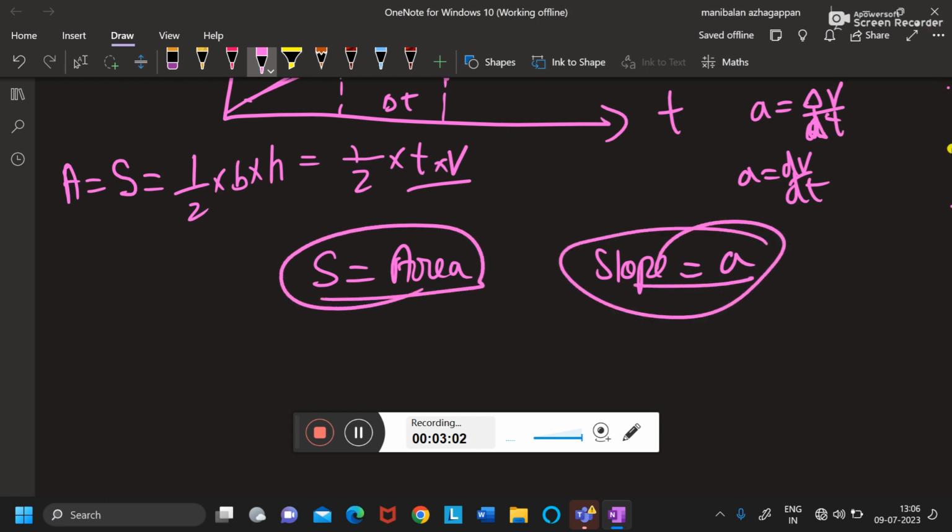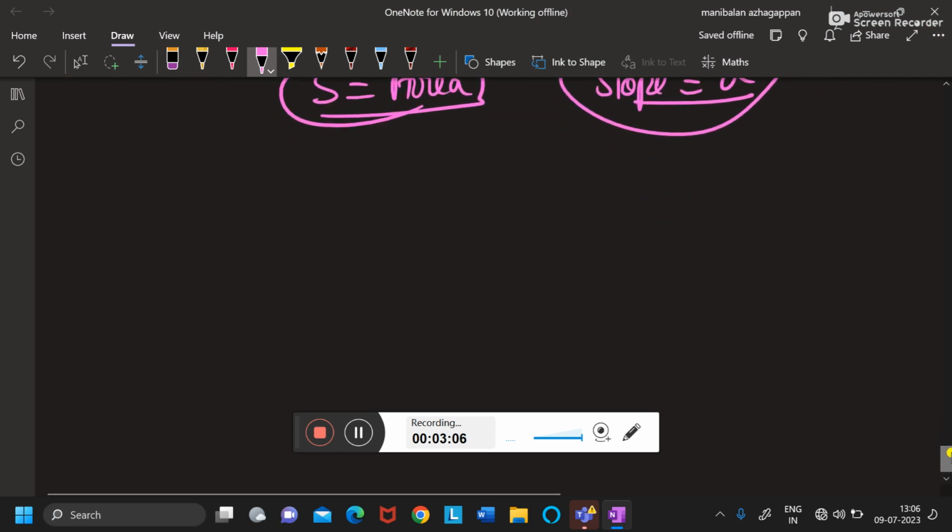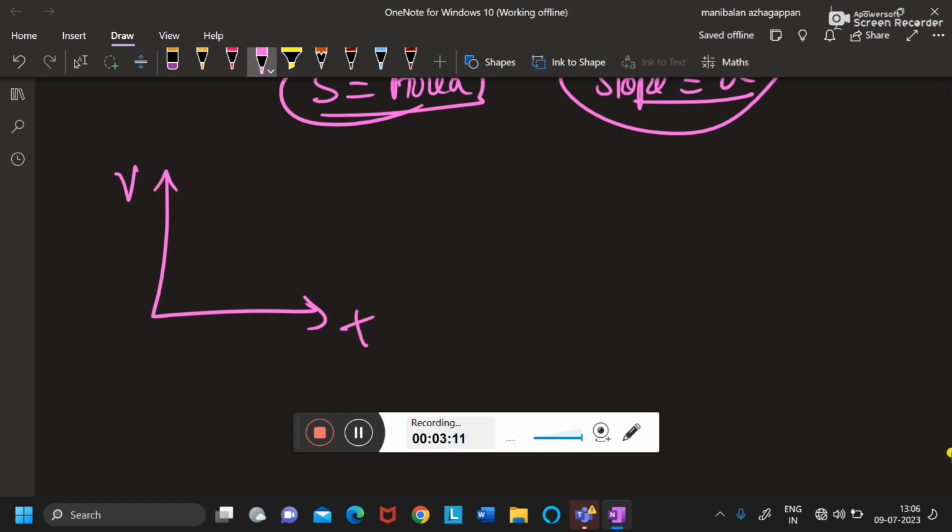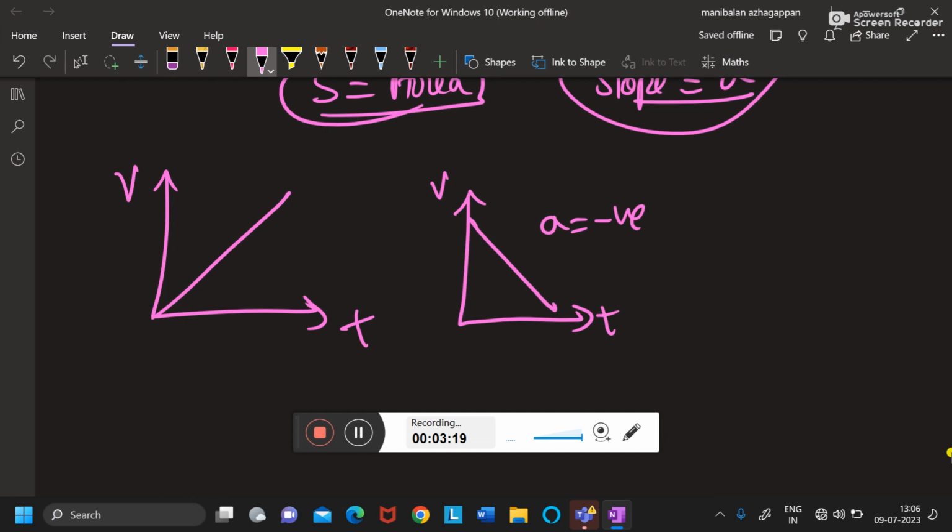Okay, the next graph, velocity versus time graph. If it's increasing, positive acceleration. Same graph, if it is decreasing, velocity versus time graph decreasing, negative acceleration, retardation. Okay, same thing, slope will give acceleration, area will give displacement.